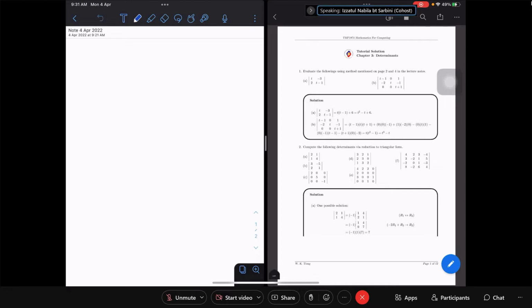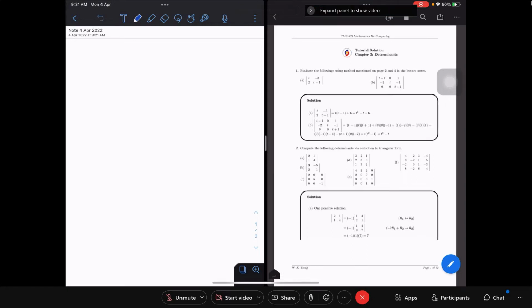Evaluate the following using the method mentioned on pages 2 and 4 in the lecture notes. This is actually the basic method, the simplest method to find determinants. Do you have any problem with these questions? Anyone have problems with these questions? You can write in the chat if you want me to discuss. Okay, let me just show you.